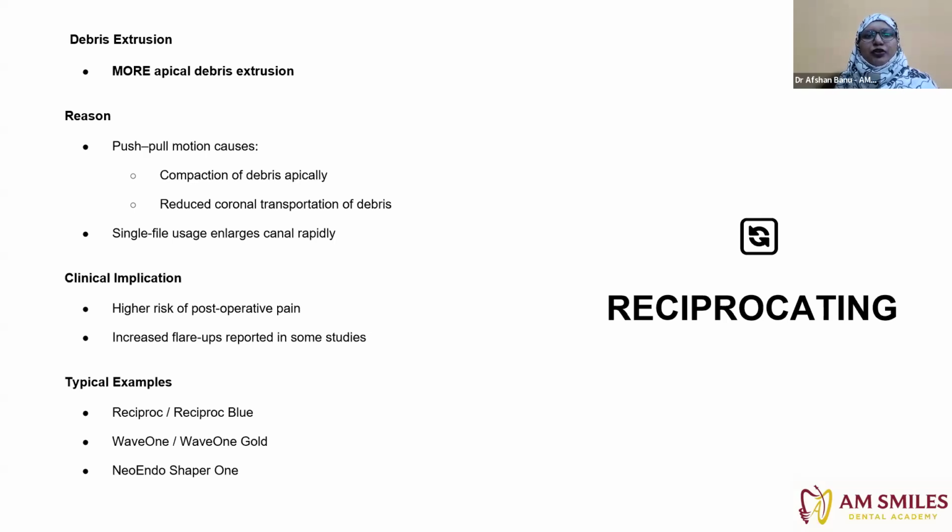But you need to be careful. You need to have a proper irrigation system, EDTA liquid final irrigation, and you cannot go beyond the apex, with careful, repeated irrigations in between the files. You can follow all these things when you go for reciprocating files, because reciprocating files are going to extrude more debris towards the apical region. So you need to take the precautions. You need to weigh in which type of file you need, and which benefit you need to take from that file.